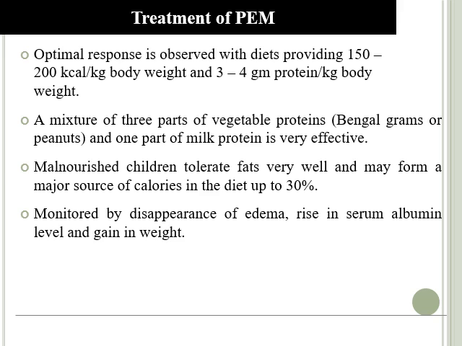Then monitoring by disappearance of edema, rise in serum albumin level and gain in weight. So that is therapeutic monitoring, how to identify that the child is getting better. We can estimate the level of serum albumin, and we can also monitor the weight gain.